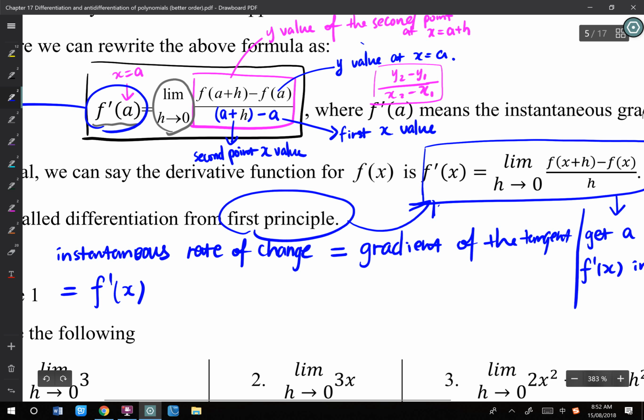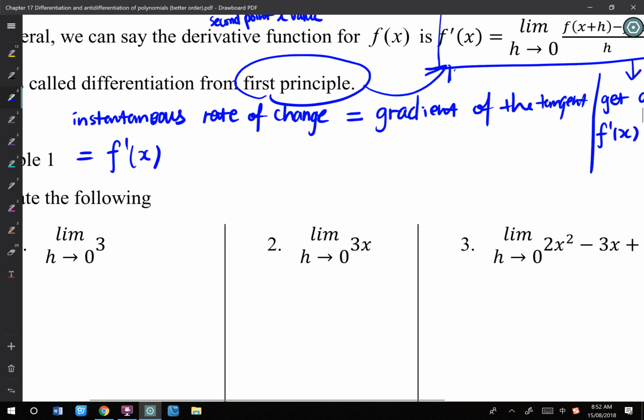Well, basically the top one and this one are the same thing. One is to find a single point and the other one just changes the single point to x to find the general equation. So they are basically the same.